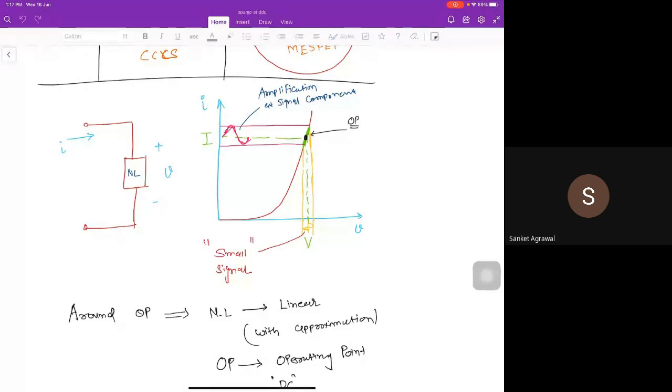So basically, the nonlinear device surrounding the operating point behaves like a linear device, and around that it gives us amplification. That means the statement I made, that I want the DC power to be converted into power at the frequency omega naught, can work. By this way, we are using a non-linear device as an amplifying device. We will see further, right?